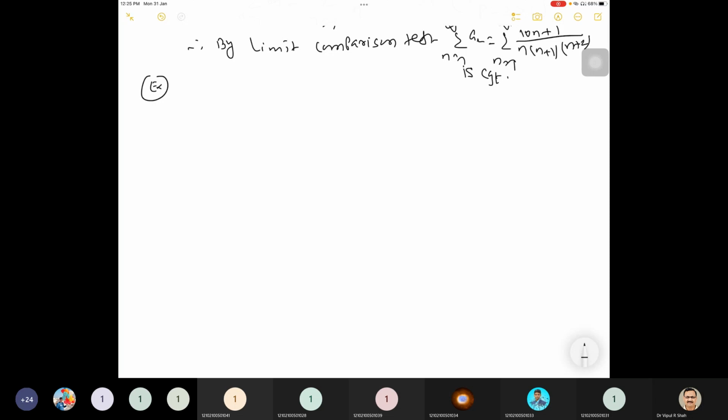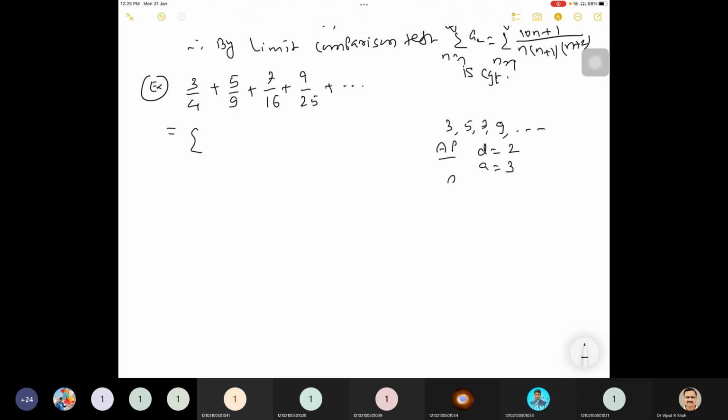Let us have one more example. Check the convergence of this: 3 by 4, 5 by 9, 7 by 16, 9 by 25, and so on. So first of all, we need to find what that series is. So 3, 5, 7, 9, and so on. It's an AP, arithmetic progression. What is the difference? 2. What is the first term? 3. What is the formula? A plus n minus 1 into D. So 3 plus n minus 1 into 2, so 2n plus 1.